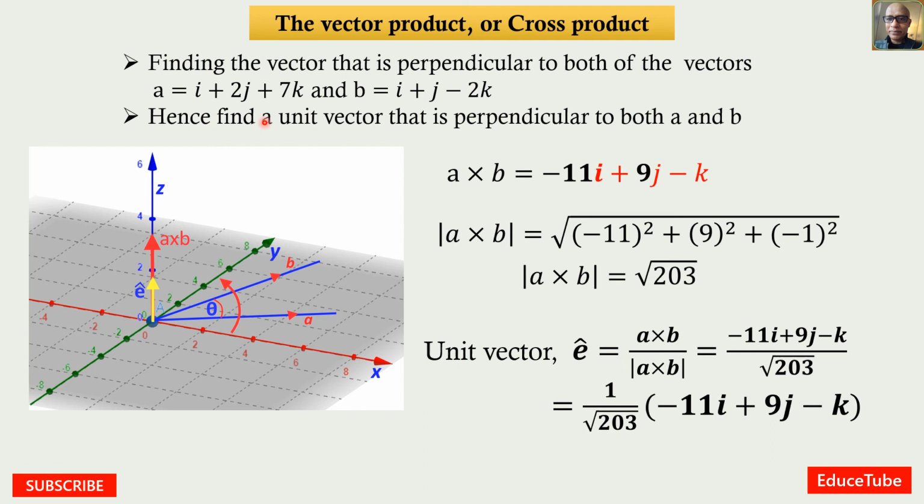Our second question, find a unit vector that is perpendicular to both A and B. So this is the result. With more simplification, we put it like this. So this is the answer.